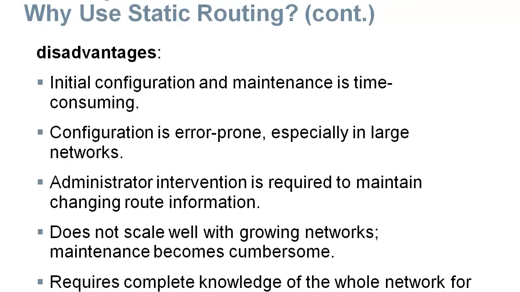Alright, disadvantages. Obviously the initial configuration and maintenance is time consuming. Let's say you've got four routers in a square, and you need to put in static routes. Each router needs a path to each of the other routers, so each router needs three static routes. If you have four routers, they would each need three, so you would need to configure 12 static routes. And then if for some reason an IP address changes, you would have to go back and change 12 static routes. So it's a little bit time consuming.